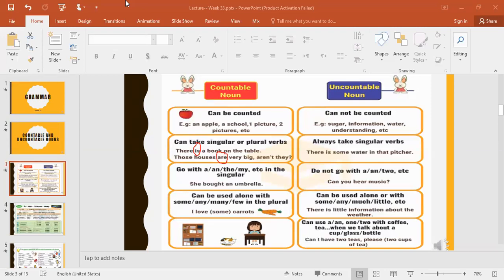Any question till now? No. Okay. Great. Now we move to the third difference. The third difference says that the countable nouns go with a, an, the, and my in the singular. She is eating a banana. He bought an umbrella. He is driving his car.